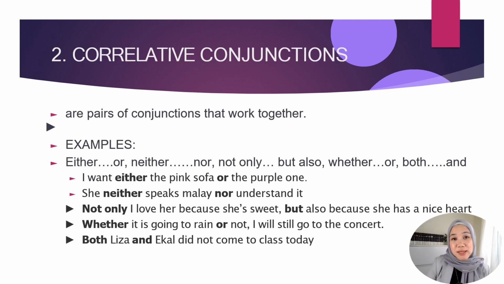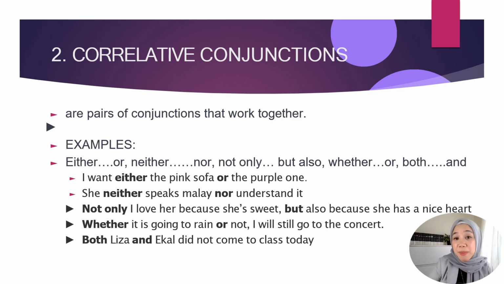Let's jump into the second type of conjunction, which is correlative conjunction. So basically, correlative conjunctions are pair of conjunctions that work together. Okay, look at the example there, either or. So we will use this kind of conjunction together in a sentence. Neither nor, not only but also, whether or, both and.